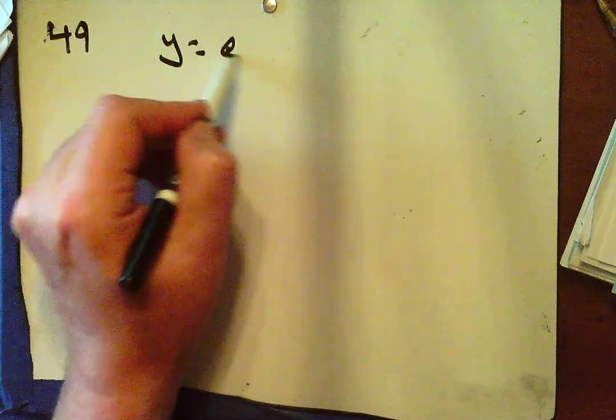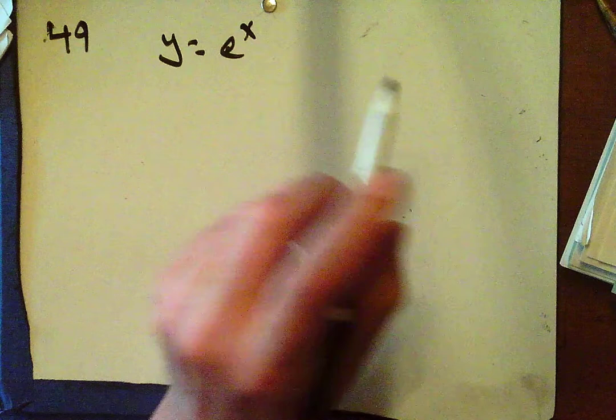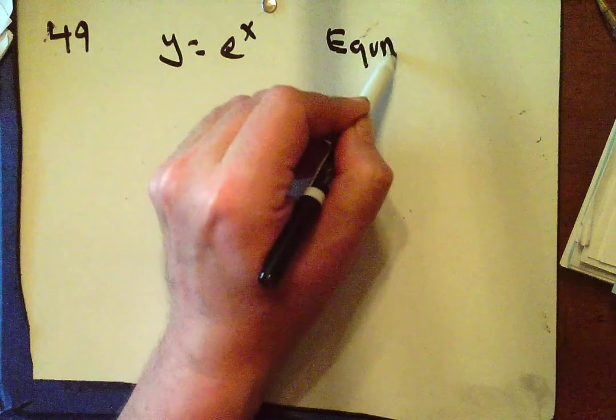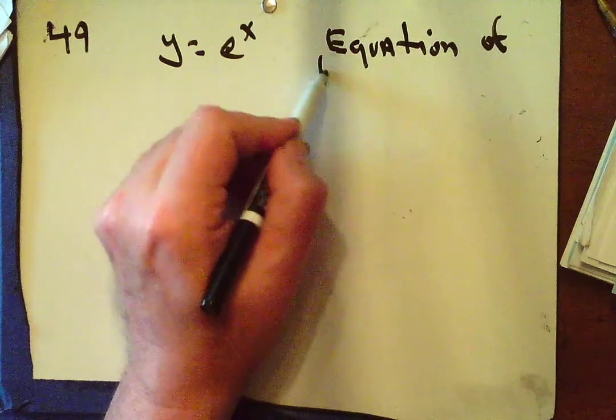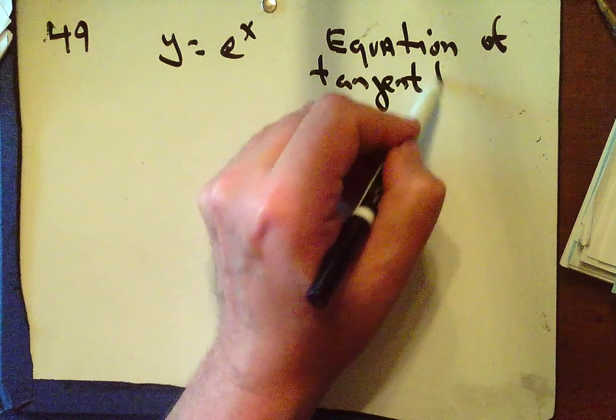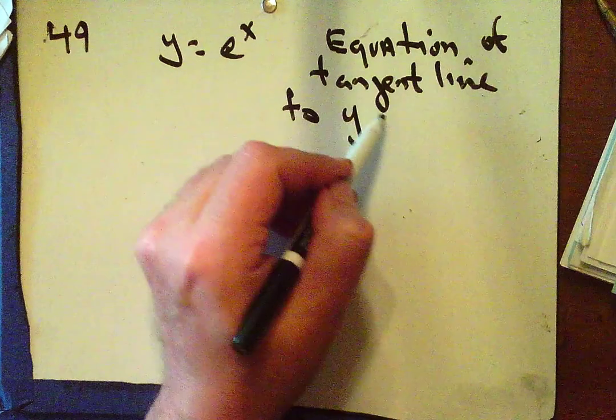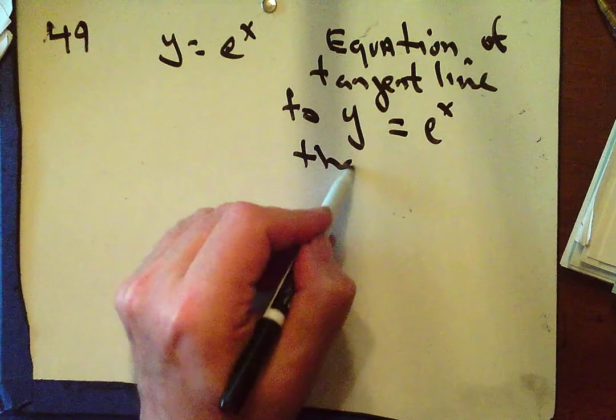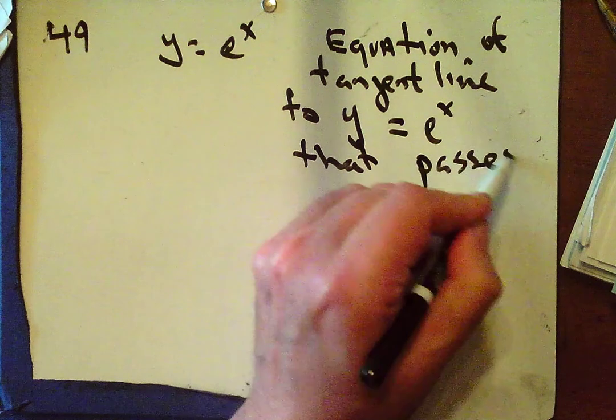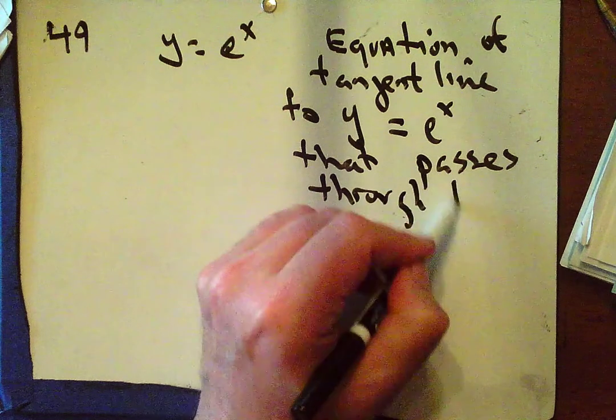So yeah, I kind of want to go over a whole bunch of derivatives. But first, I want to talk about this problem. It would be number 49 in the homework. And the directions say you've got the curve y equals e to the x, and you're looking to find the equation of the tangent line to y equals e to the x that passes through the origin.